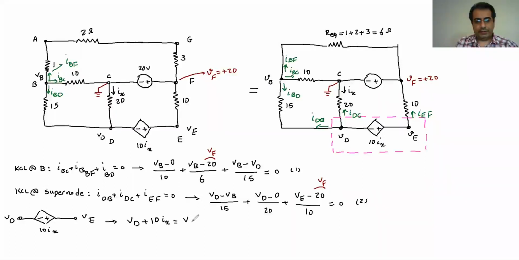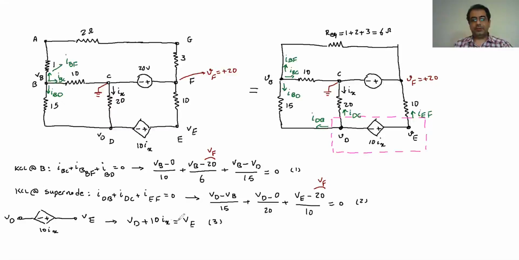Is V equal to VE, because I go from the negative to positive. So the VD going from negative to positive, I'm going to add the voltage of the battery, and then I have the VE. It's going to be VE. So it gives me one more equation. It's going to be the third equation.